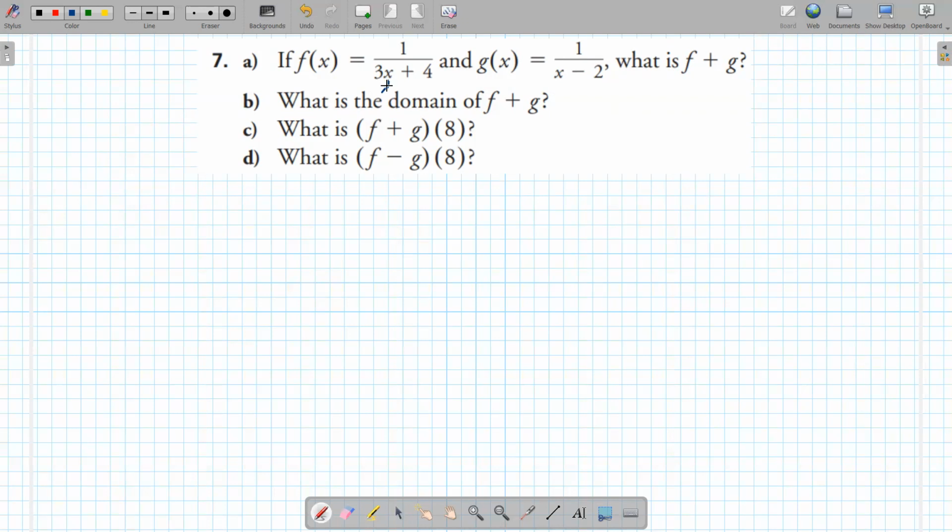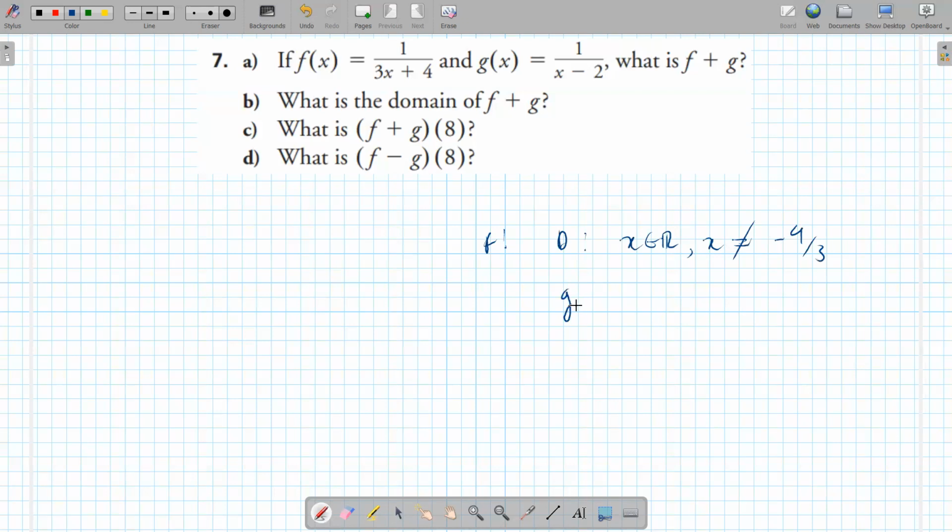What value of x would make the entire denominator a zero? Just solve it in your head. What's x? Negative 4/3. Right, so if x were to be negative 4/3, you'd get a zero in the denominator. So for f, the domain is that x can be everything except x cannot be negative 4/3.